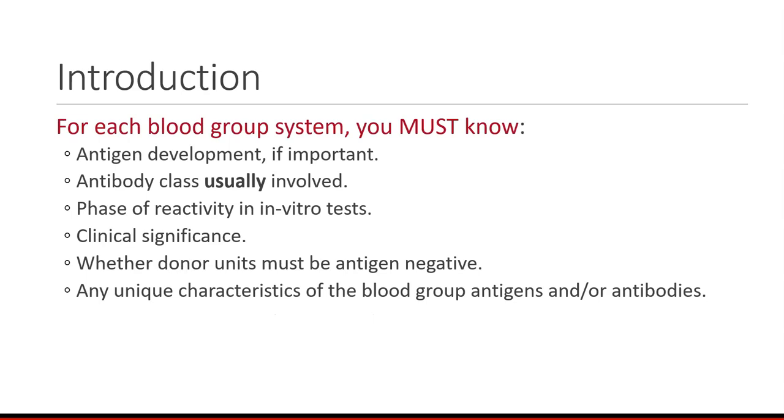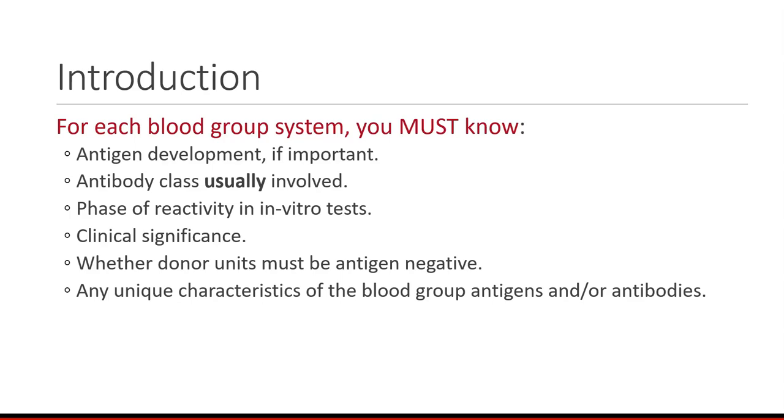For each and every blood group system that we're going to discuss, you must know the following. Antigen development, if it's important. Antibody class usually involved. I say usually because sometimes these antibodies don't read the books, and instead of reacting at room temperature, they react at 37. The phase of reactivity in vitro tests. Is it immediate spin? Is it 37? Is it Coombs, or more than one? What is the historical clinical significance of this particular blood group antibody? And whether donor units must be antigen negative.